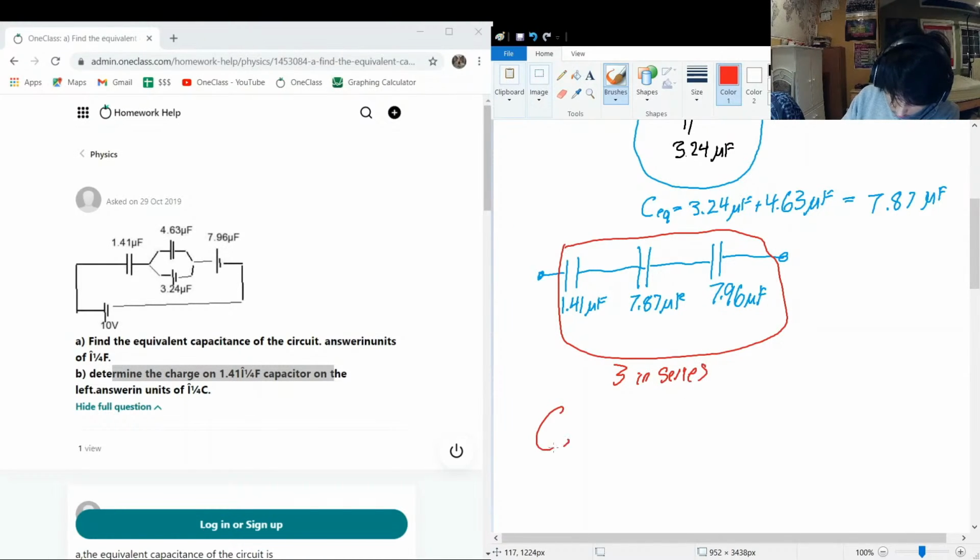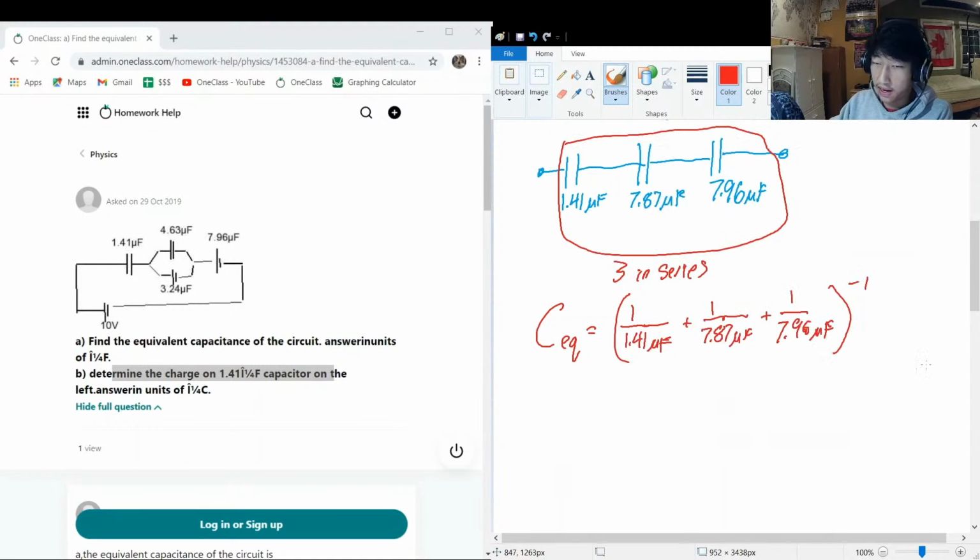So we can find the equivalent like this. CEQ is equal to 1 over 1.41 microfarads plus 1 over 7.87 microfarads plus 1 over 7.96 microfarads. That whole thing to the power of -1. And let's run that through the calculator and figure out what it is.